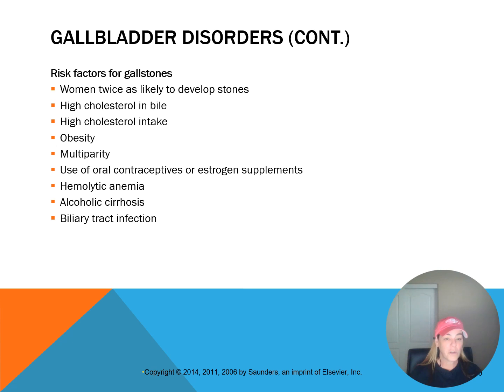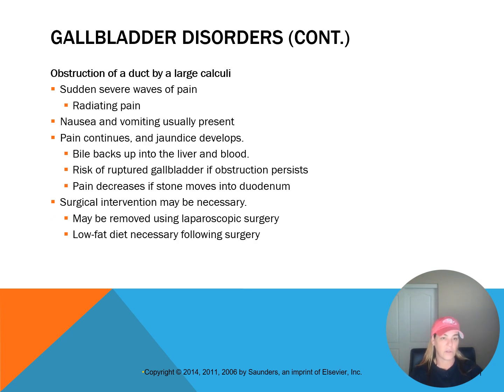So oral contraceptives or estrogen supplements also put you at risk. Hemolytic anemia, alcoholic cirrhosis, and biliary tract infection put you at risk for gallstones. Obstruction of the duct can result in severe pain, a lot of radiating pain, nausea and vomiting. You can get jaundice because bile backs up in the liver.